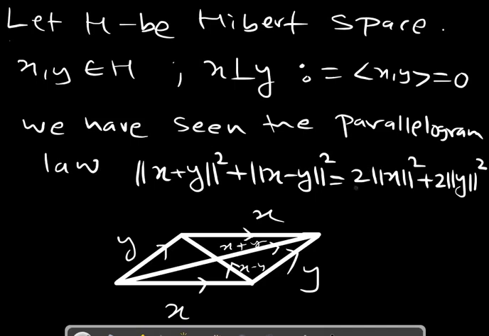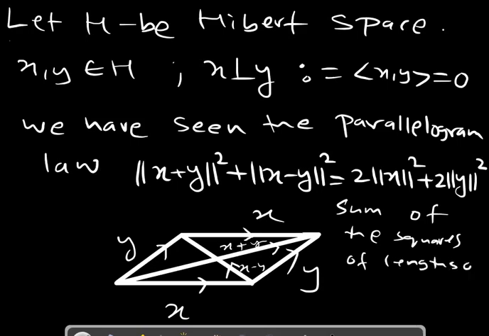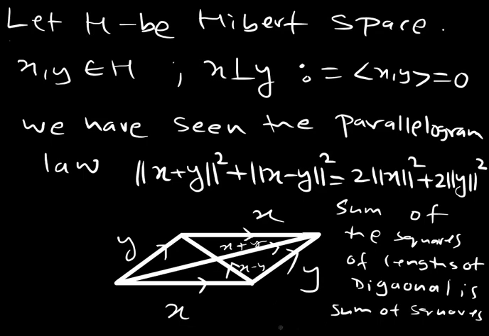So the sum of the squares, what do we have? The sum of the squares of the lengths of the diagonals is the sum of the squares of the lengths of all sides.